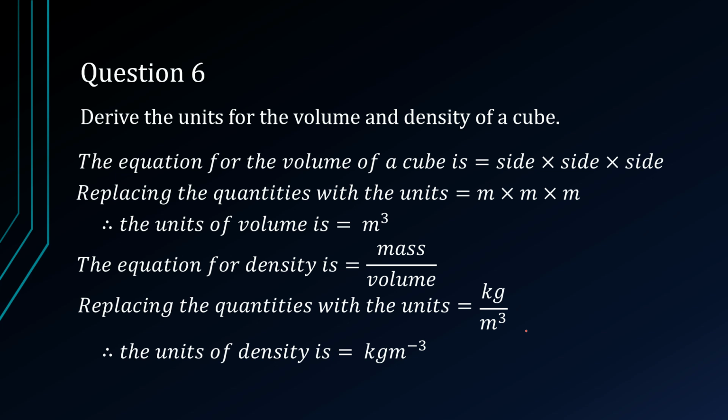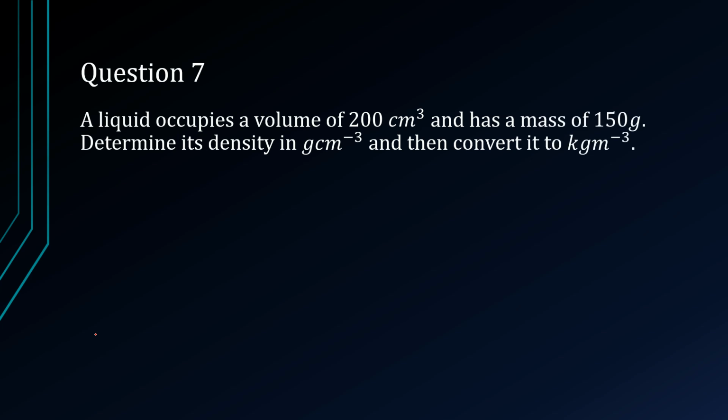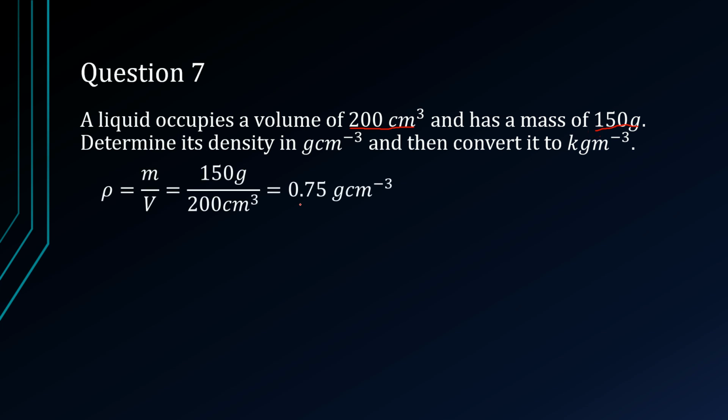In question number 7, we are required to find the density in grams per cm cubed for a volume that has 200 cm cubed and a mass of 150 grams. So the formula, rho equals m over v, is equal to 150 grams divided by 200 cm cubed, which is equal to 0.75 grams per cm cubed.